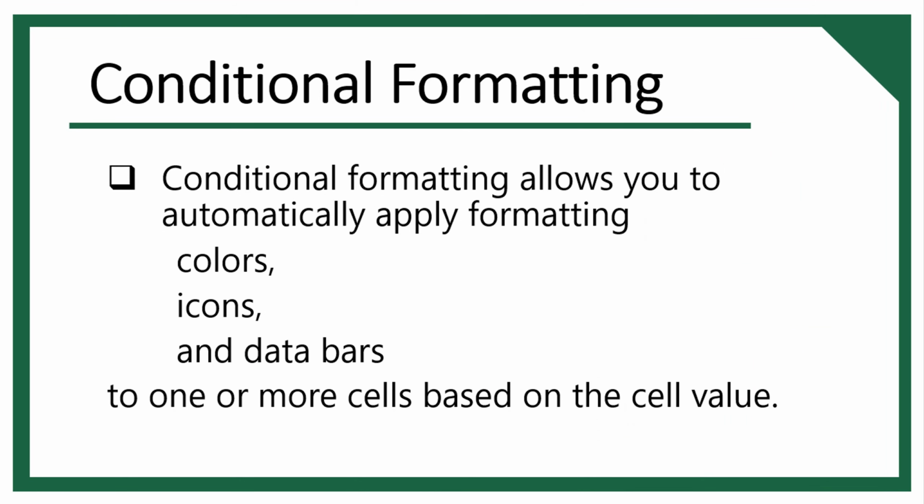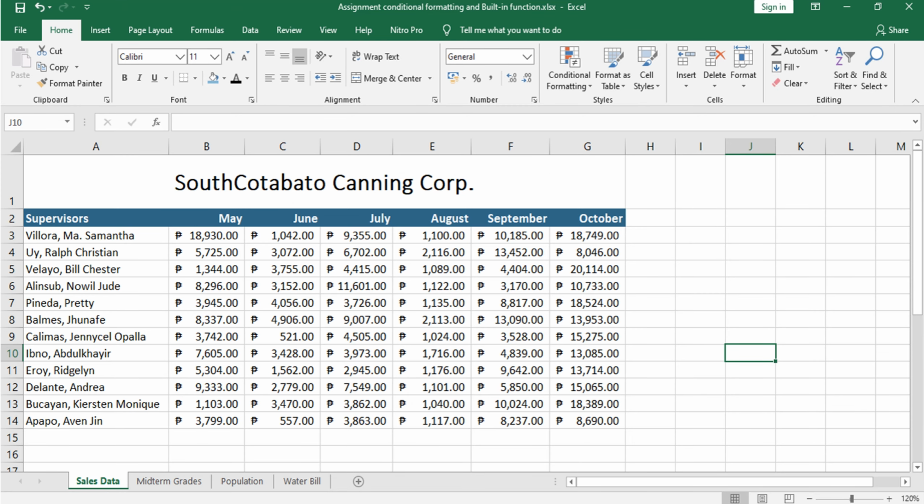Conditional formatting allows you to automatically apply formatting, colors, icons, and data bars to one or more cells based on the cell value. Let's say you have a worksheet with thousands of rows of data. It would be extremely difficult to see patterns and trends just from examining the raw information. Similar to charts and sparklines, conditional formatting provides another way to visualize data and make worksheets easier to understand.